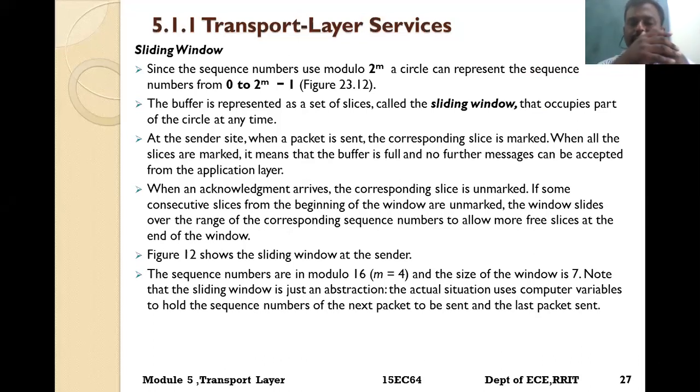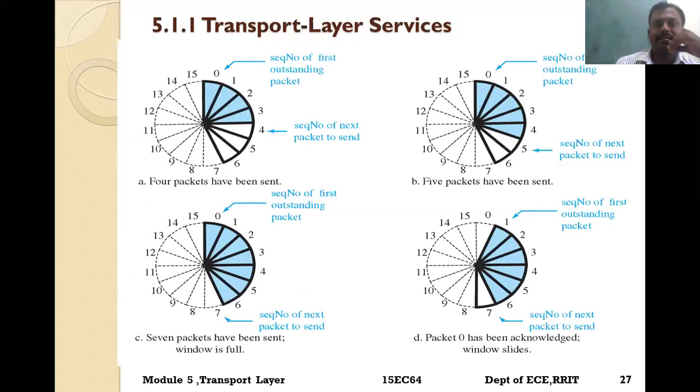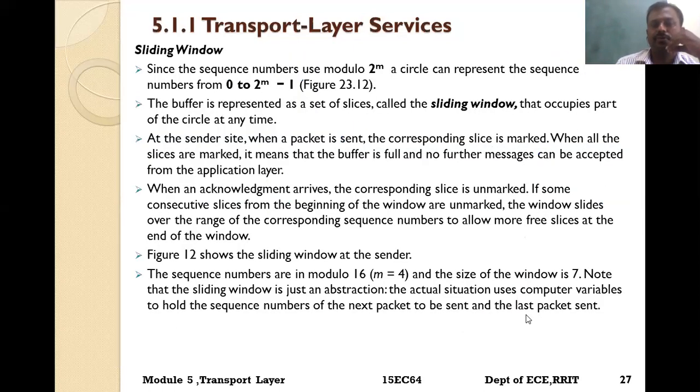If the acknowledgement has been received, we are going to free that memory location. You can see here, I will show you, we have taken an example of m equal to 4. That is 0 to 2^m minus 1. m equal to 4 means 2 to the power of 4, which is 16.